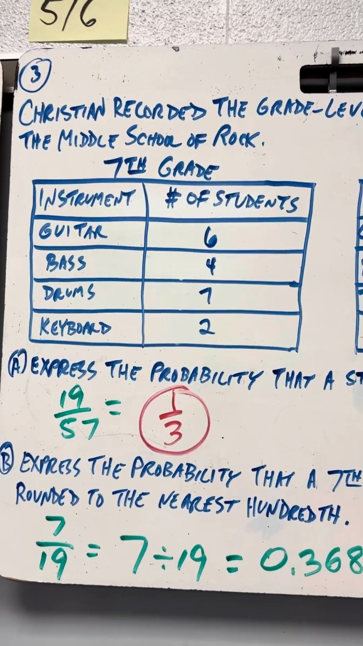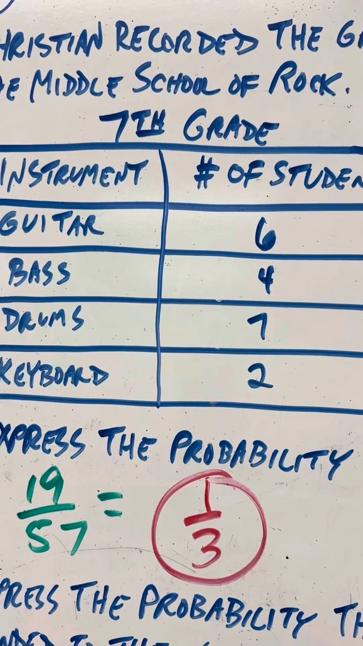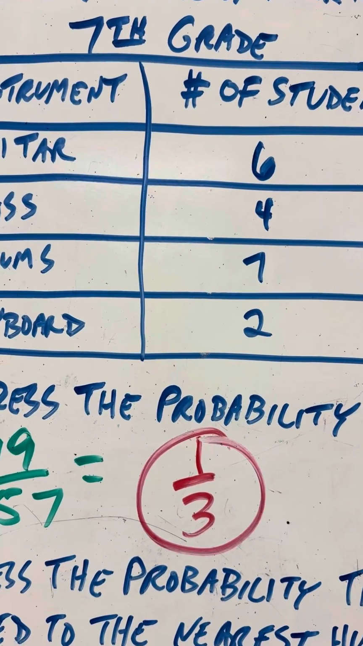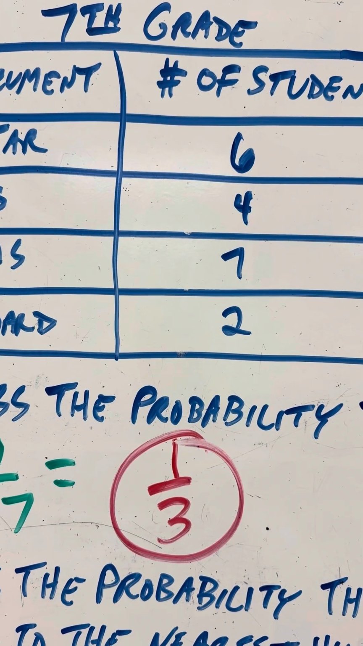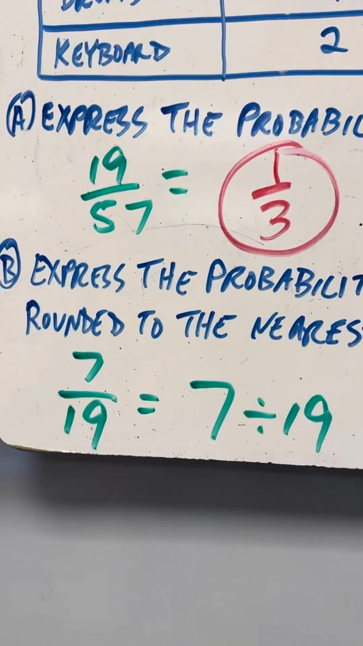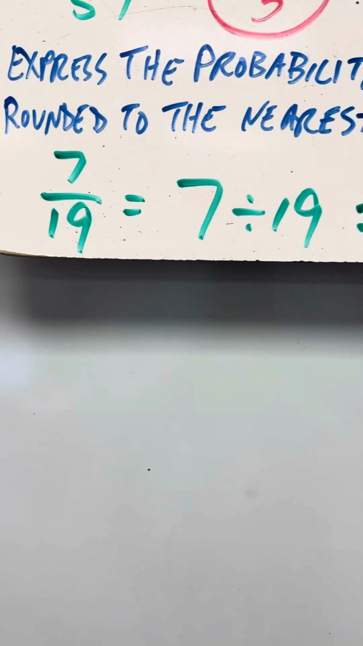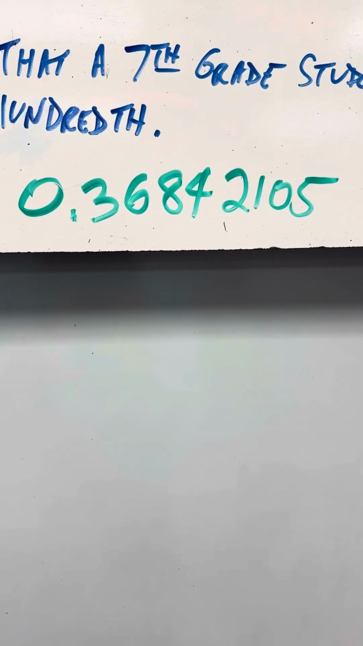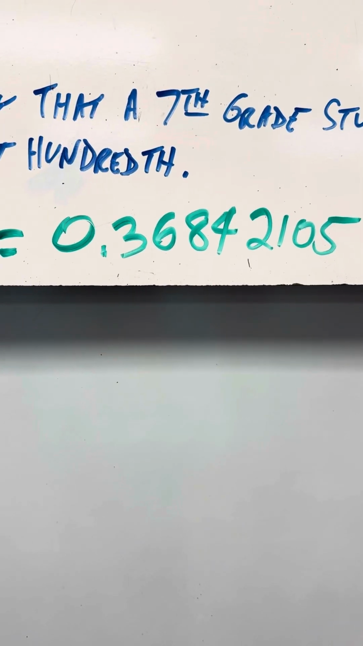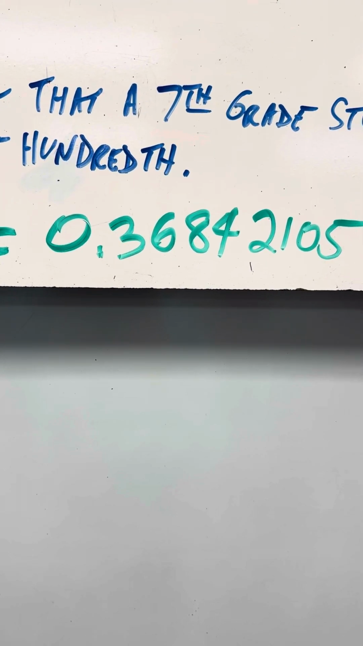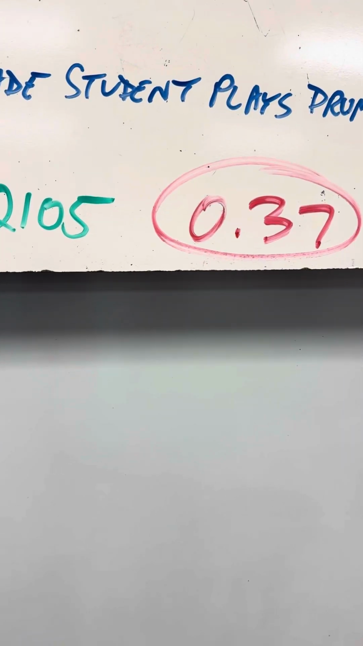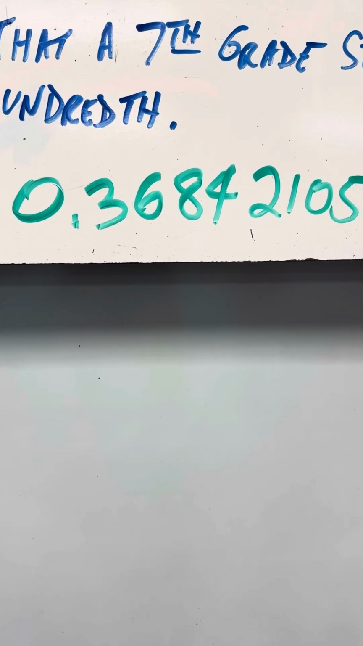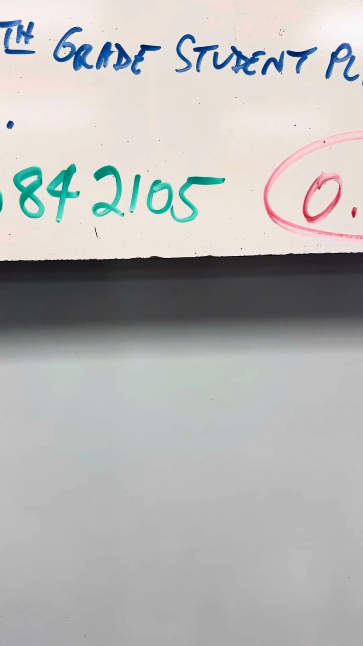Okay, so now we only deal with these numbers because it said 7th grade student. Drums is 7, and if you add these together, you get 19. So 7 out of 19. 7 divided by 19 equals 0.36842105. To the nearest hundredth would be 0.37, right? Because that's 6 and it has an 8 next to it, rounding it up to 0.37.